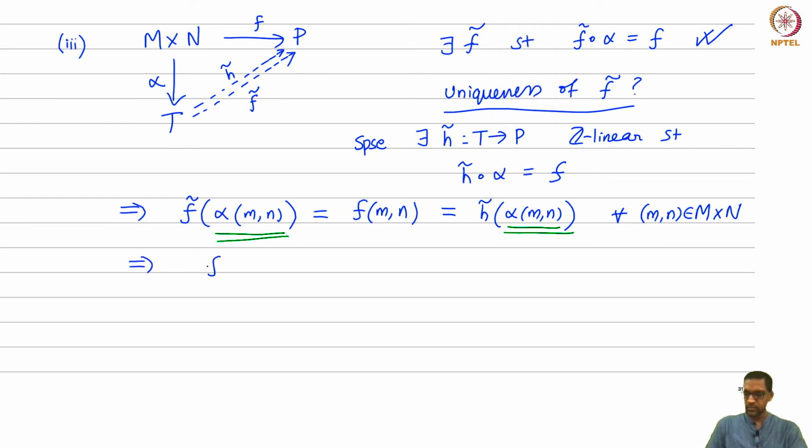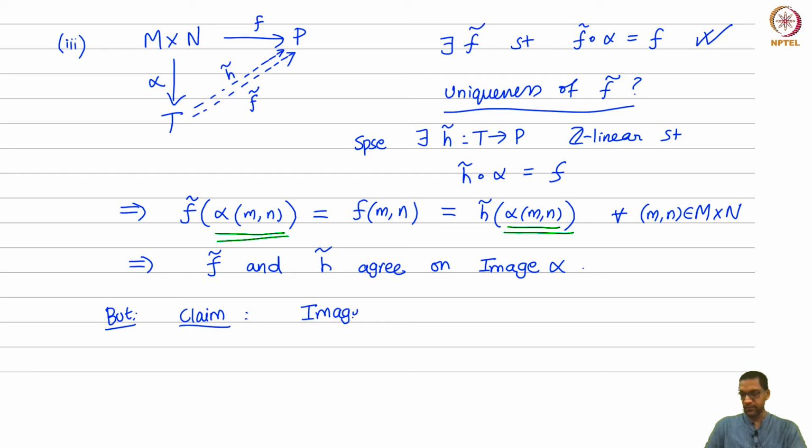Therefore, F tilde and H tilde agree with each other, have the same values on the image of this map alpha, right? That's what this means. Any element which is in the range of alpha or the image of alpha, on such elements F tilde and H tilde take the same value because it's F of Mn. Okay, but the claim is that this image of alpha generates this group T. Okay, so that's the last claim we'll make, that the image of this map alpha generates the abelian group T.